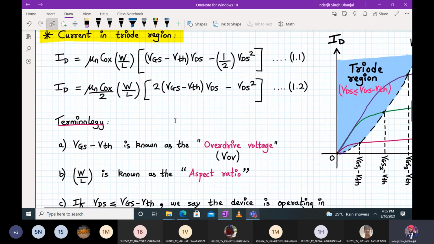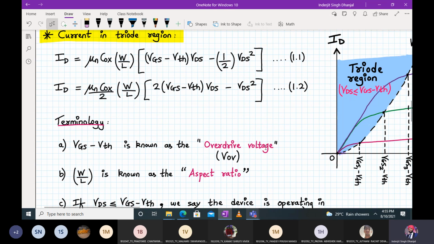Now we have to be very, very careful about the terminology. Listen very carefully. VGS minus VTH is known as the overdrive voltage. What is it called? Overdrive voltage, which we can write as VOV.